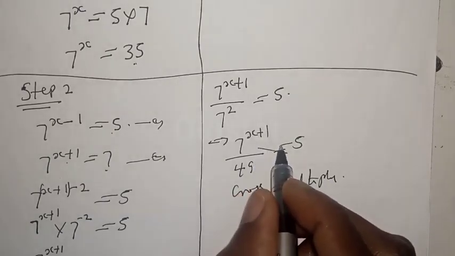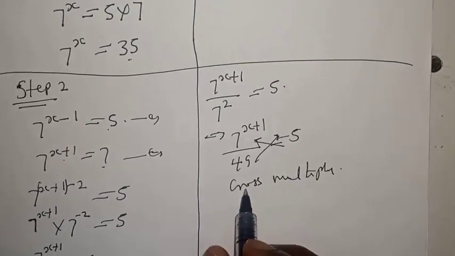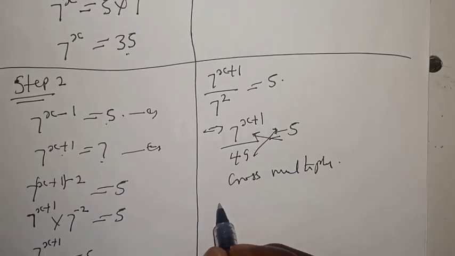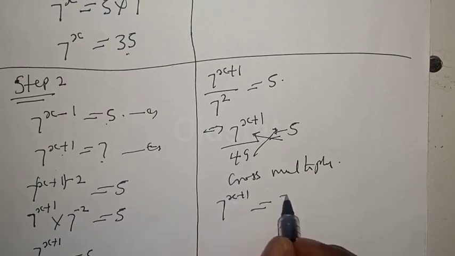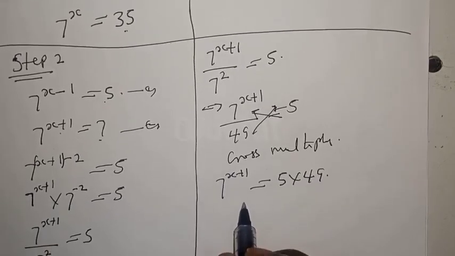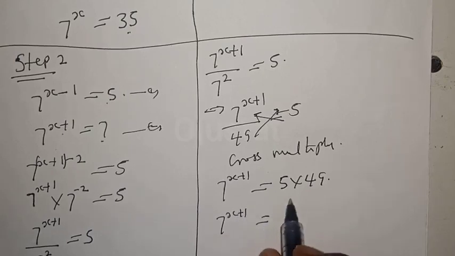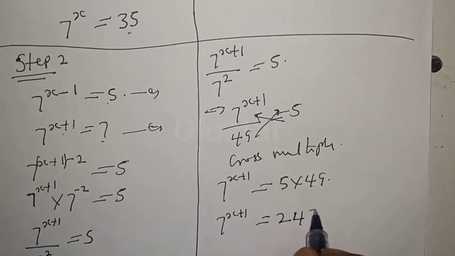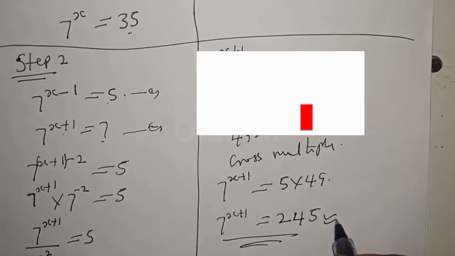That is this multiplied by this. We have 7 raised to the power x plus 1 will be equal to 5 times 49. Then 7 raised to the power x plus 1 is equal to 245. Answer.